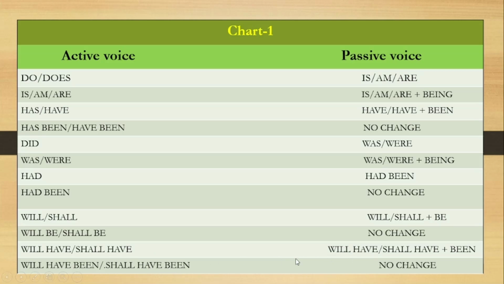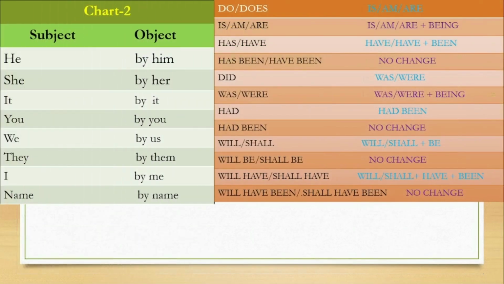And your second chart is: subject and object are exchanged. If the subject is he in the sentence, then when we change it to passive voice, he will be changed into by him, she by her, it by it, you by you, we by us, they by them, I by me, name by name.